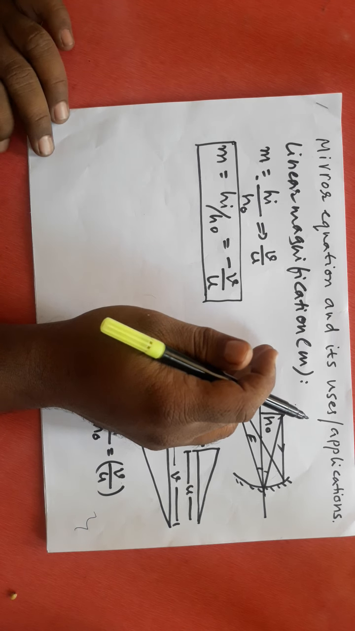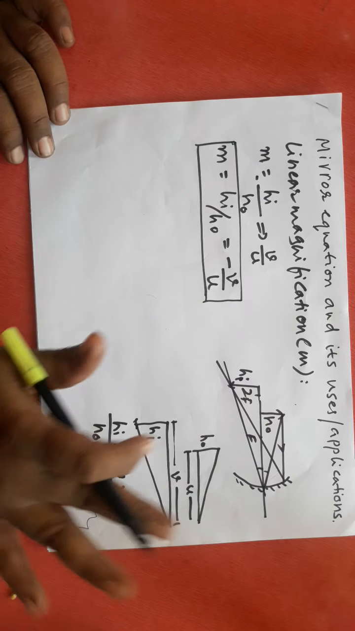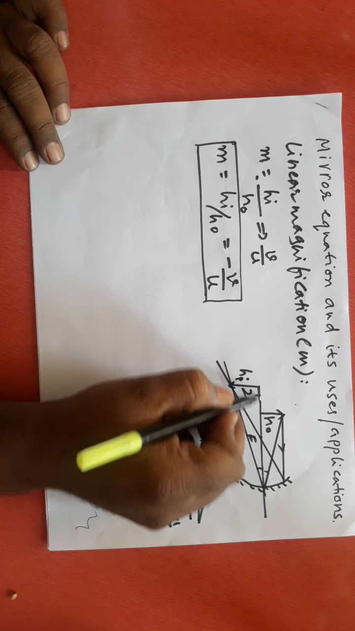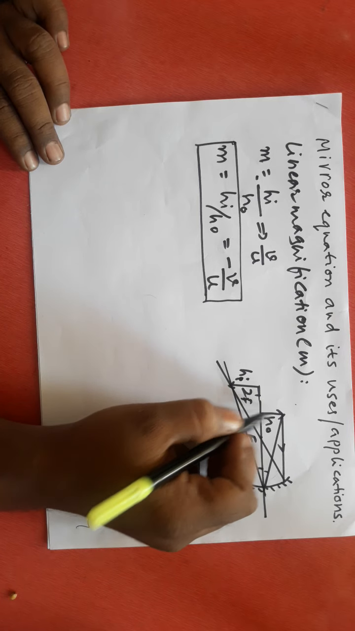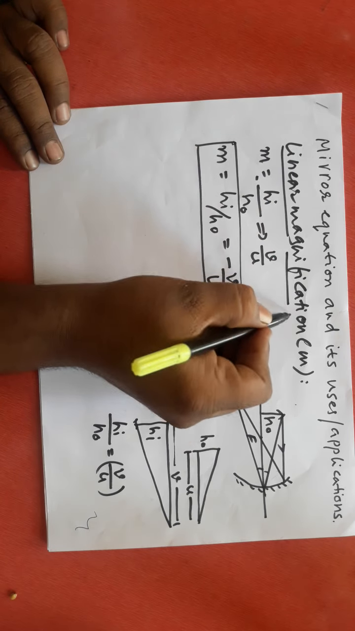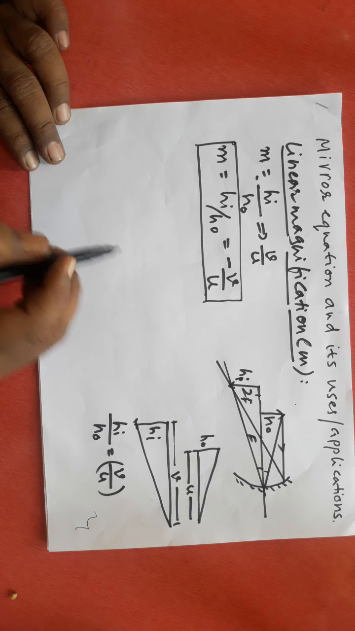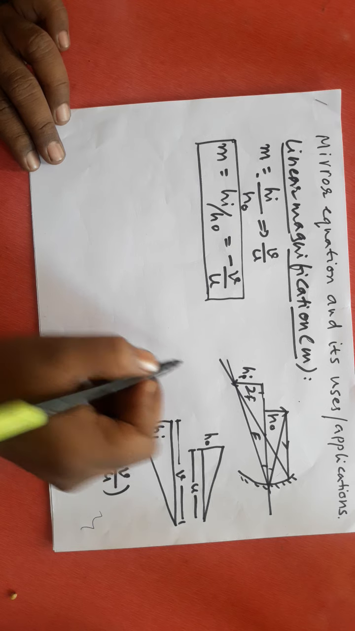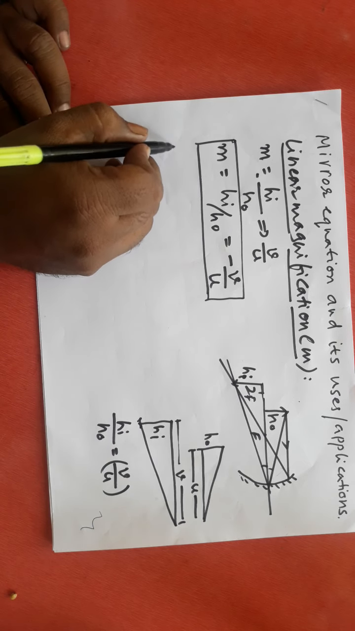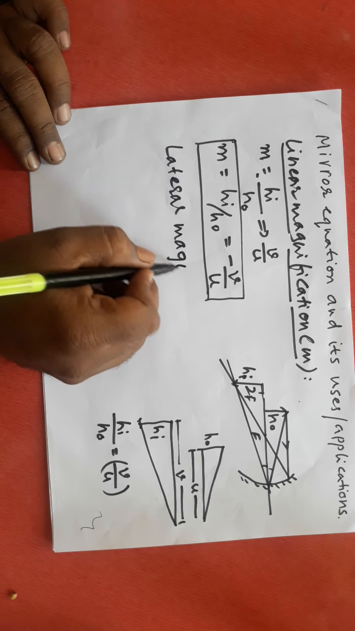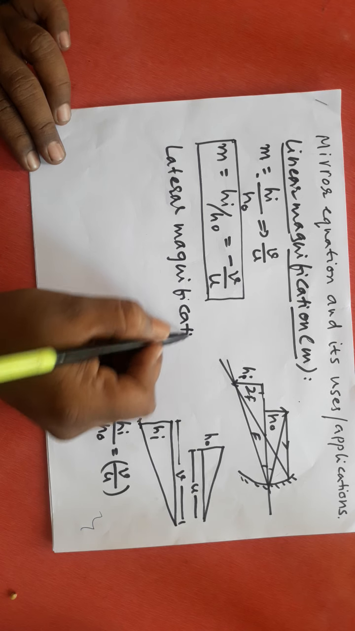Another type of magnification we'll study. Sometimes we keep the object perpendicular to the principal axis. If the object is kept this way, this is linear or transverse magnification. If the object is kept along the principal axis, then that type of magnification is called lateral magnification.